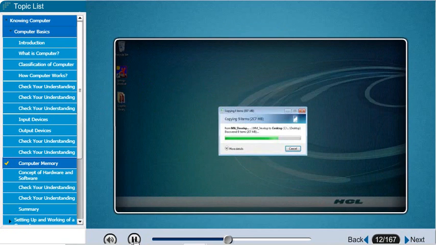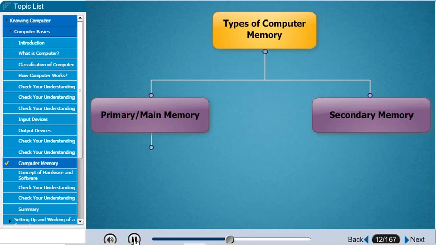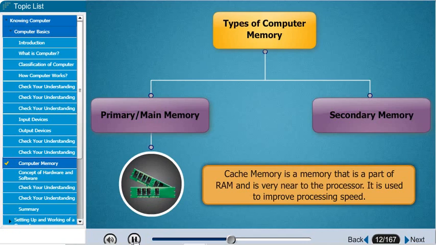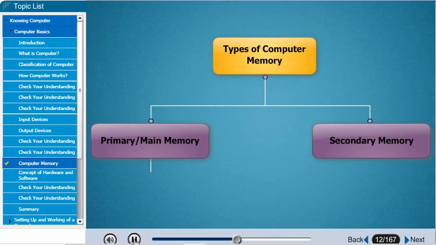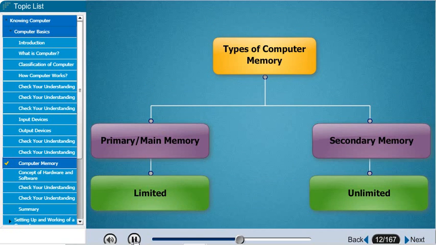The speed of the computer depends on RAM. Cache memory is a memory that is a part of RAM and is very near to the processor. It is used to improve processing speed. Primary memory is limited, so to store unlimited data, we use secondary memory.